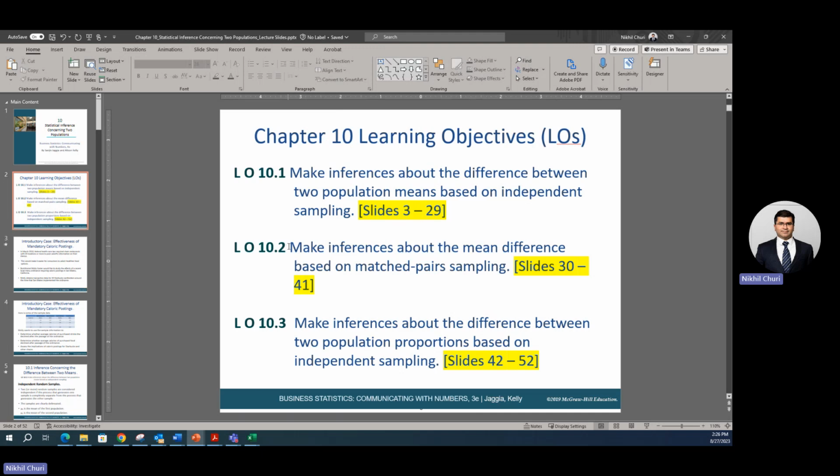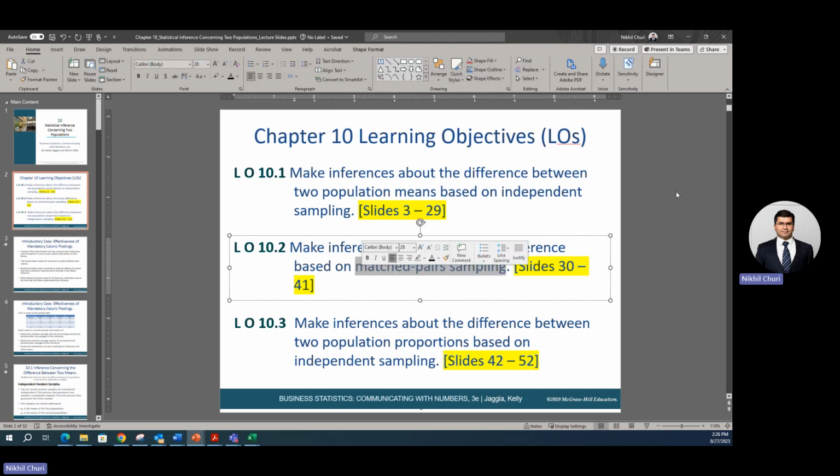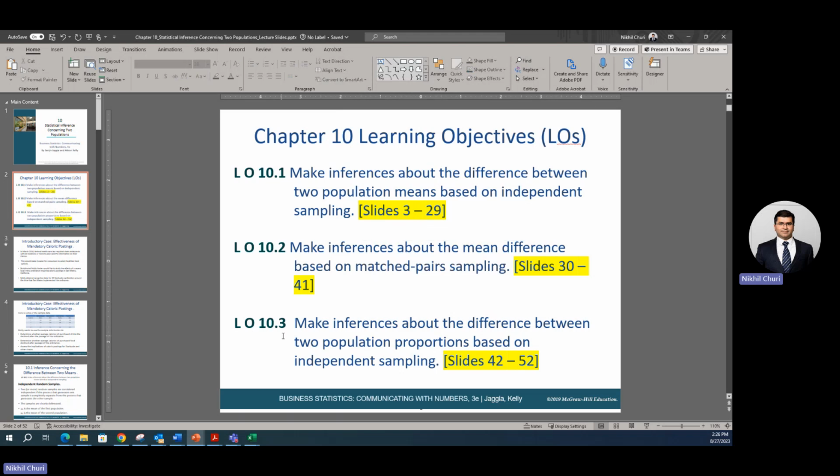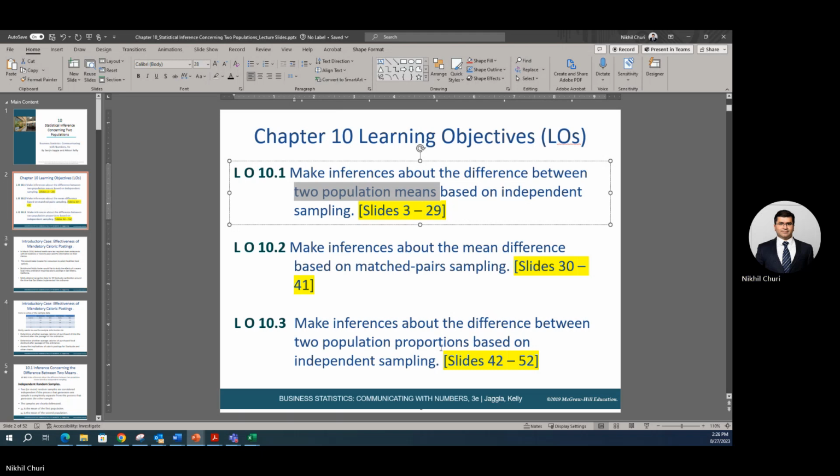10.2 is about making inferences about the mean differences based on matched pair samples. There is some theory about matched pair samples we'll be learning. 10.3 will be making inferences about the difference between two population proportions based on independent sampling. In all these three statements, the two populations are common. The first one is two population means. The second one is two populations, but we are looking at the mean differences. And the third one is two population proportions. So we'll be discussing something about proportions.